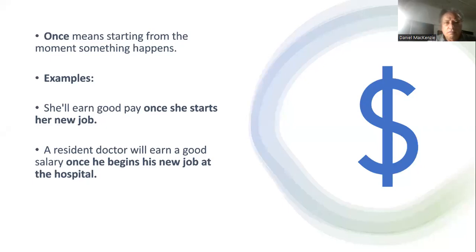Once means starting from the moment something happens. Examples. She'll earn a good pay once she starts her new job. Once she starts her new job is the adverb clause of time. A resident doctor will earn a good salary once he begins his new job at the hospital. Once he begins his new job at the hospital is also an adverb clause of time. An indicator would be the word once, because that's indicating time.